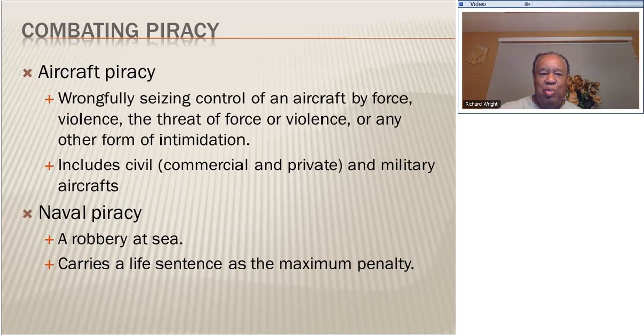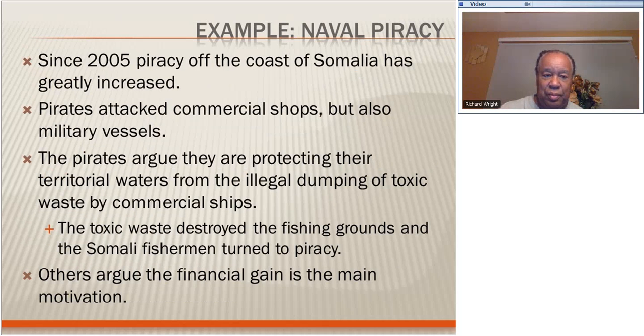Combating piracy, aircraft piracy. You know what I'm talking about, where planes are seized and forced to fly to different places. Some of our crashes. One of the first things that they look at is whether there was some aircraft piracy, the threat of force or violence, or any other form of intimidation. It includes civil, commercial, private and military aircraft. Naval piracy is robbery at sea, and carries a life sentence as the maximum penalty. And then these are some examples of naval piracy.